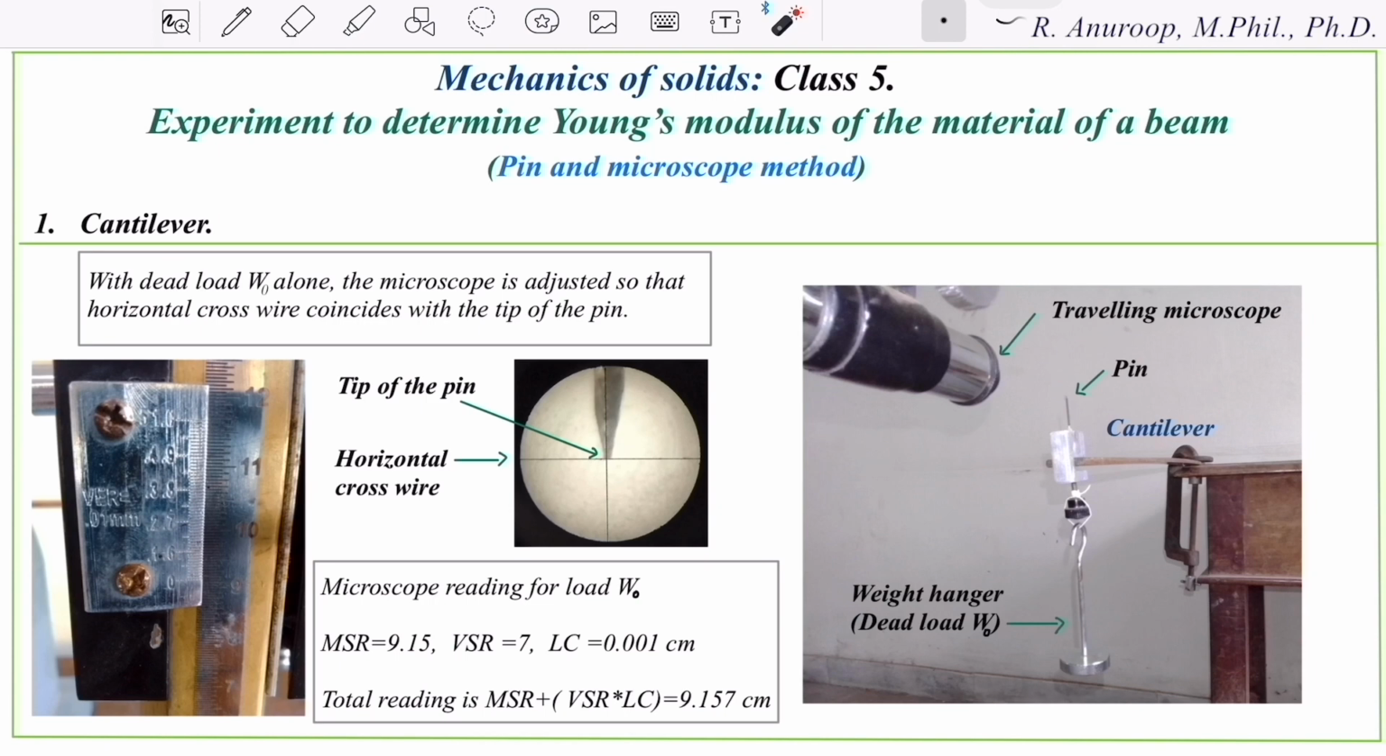When you look through the traveling microscope, the tip of the pin looks as shown in the figure. Now adjust the traveling microscope in such a way that the horizontal crosswire coincides with the tip of the pin. This is the horizontal crosswire and that should coincide with the tip of the pin. Now measure the reading. Now note the readings on the vertical scale of the microscope.